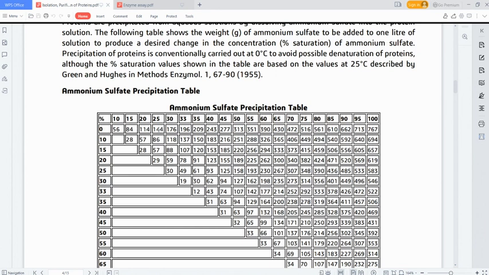For my 25% ammonium sulfate precipitation, I will have 1.44, down to when I will have 100%, I will add 7.67. Okay, this is to 10 mils of the solution. So I will shake it. Remember, you're working in a cold environment.